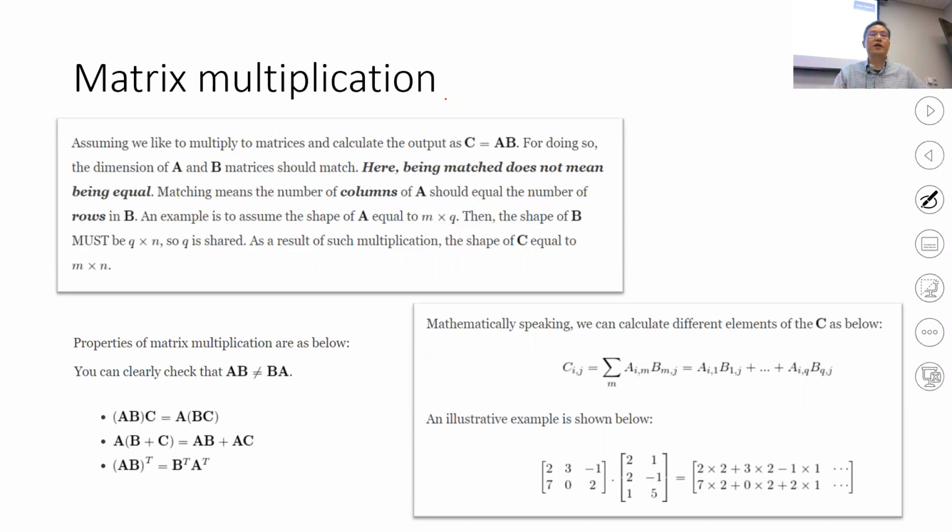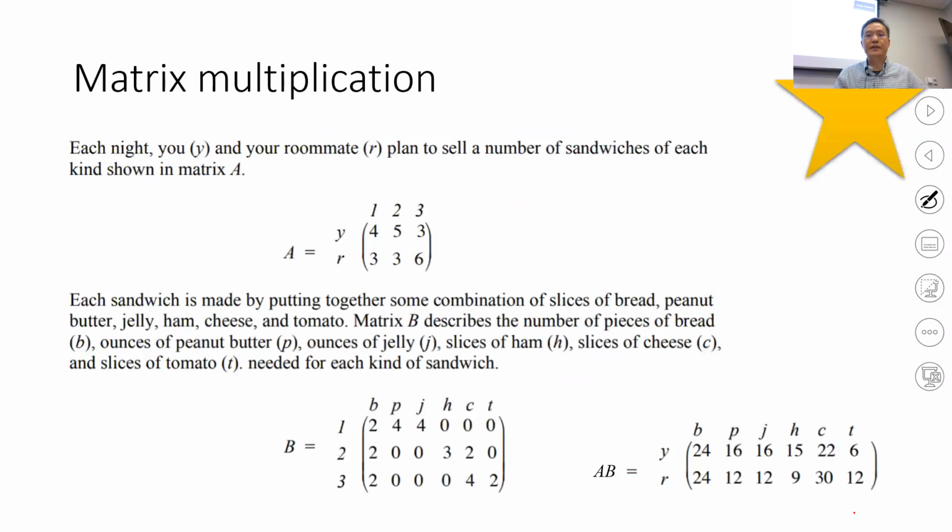So those are the definitions I copied from a textbook. I'll give some examples. Those are not really good examples, so I'm going to give you a real, daily application of this. So imagine you and your roommate decide to make some sandwiches. There are 3 types of sandwiches, 1, 2, 3. You want to make 4 type 1 sandwiches, 5 type 2 sandwiches, and 3 type 3 sandwiches. And your roommate wants to make 3, 3, 6. So that's your matrix A.